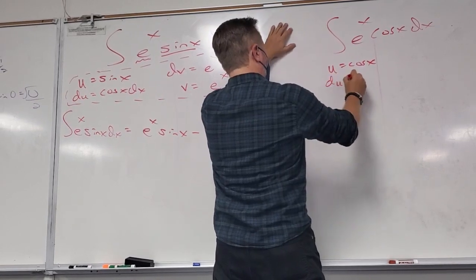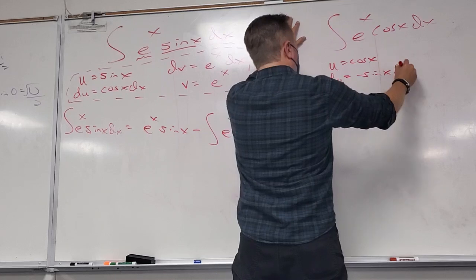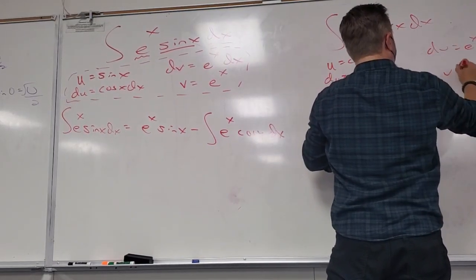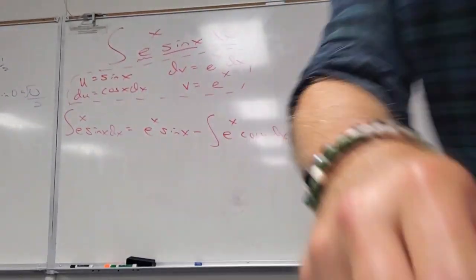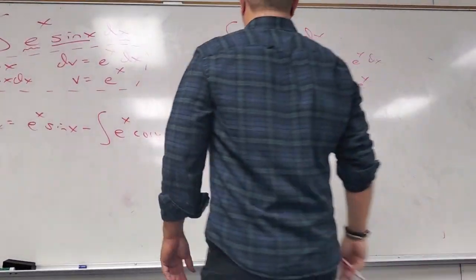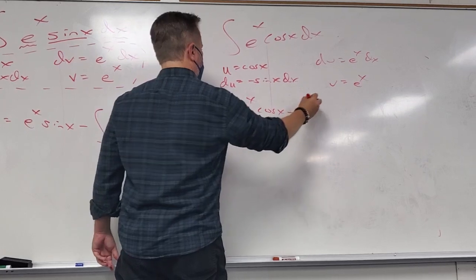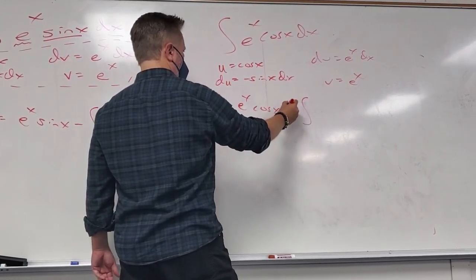So what's du? Negative sign. And so I'm going to let dv equal e to the x, so then v equals e to the x. Okay, that's all nice and good so far. So then I get uv minus the integral of v du. Du's got a negative, so I'm going to make that plus.